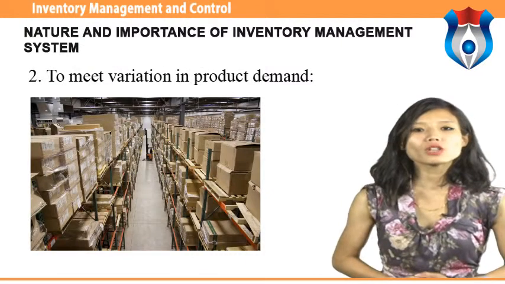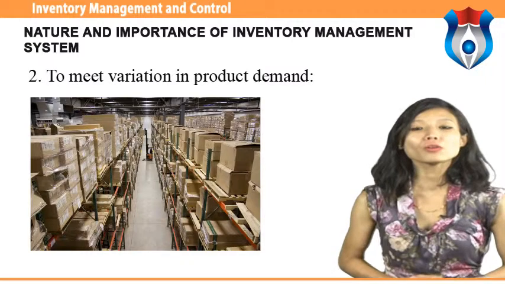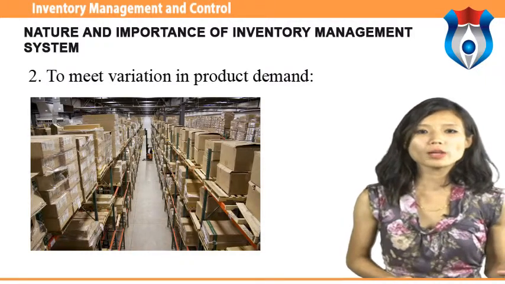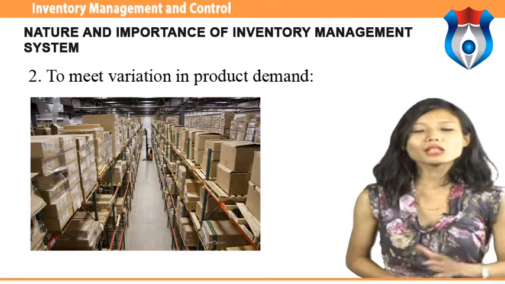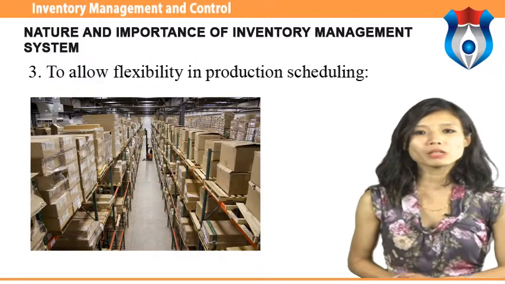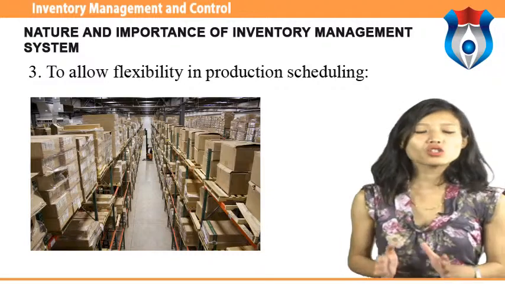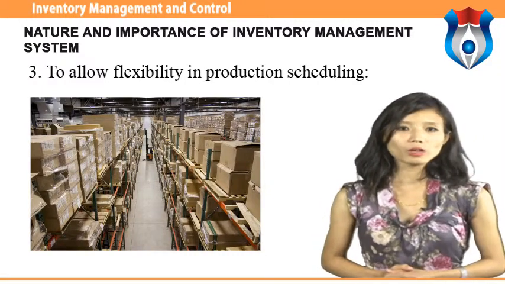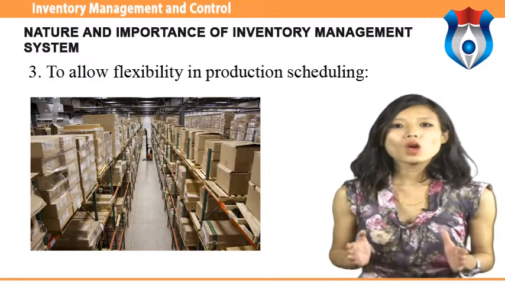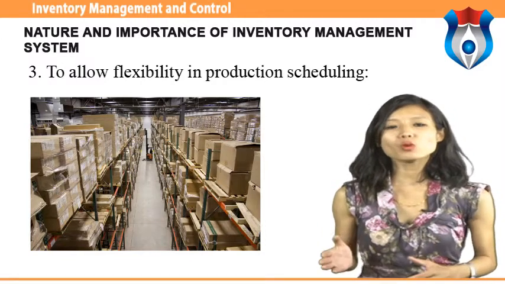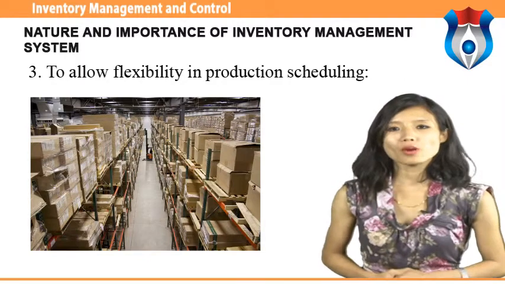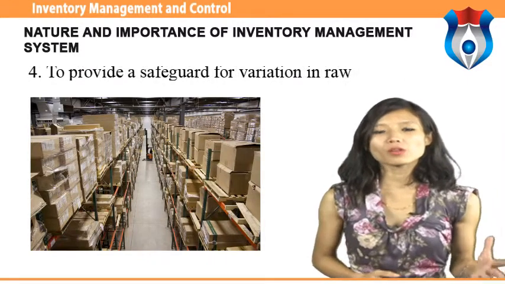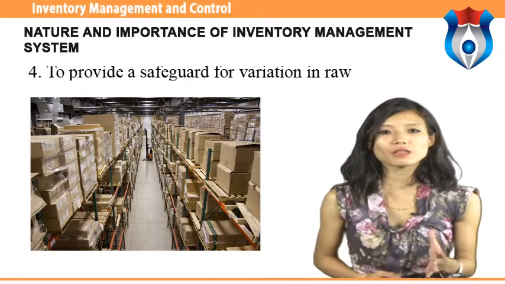To meet variation in product demand. If the demand for the product is known precisely, it may be possible, though not necessarily economical, to produce the product to exactly meet the demand. To allow flexibility in production scheduling. A stock of inventory relieves the pressure on the production system to get the goods out. This causes longer lead times, while permitting production planning for smoother flow and lower cost operation through larger lot size production. To provide a safeguard for variation in raw material delivery time.